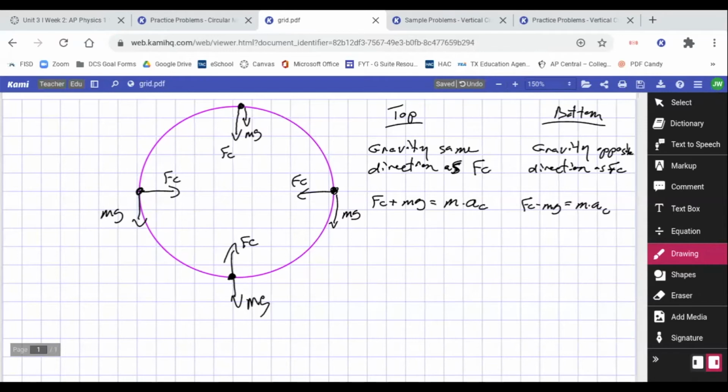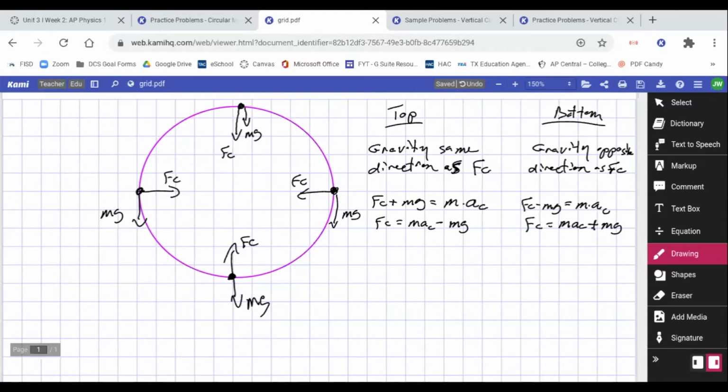If I'm going to solve these equations for Fc, so I can say Fc equals something, centripetal force is equal to what? Solve for Fc. On the first one, I'm going to subtract it over. I'm going to say Fc is equal to MAC minus mg, because I'm subtracting it to the other side. For the bottom, the 6 o'clock position, Fc is equal to MAC plus mg. I just simply add it to the other side.